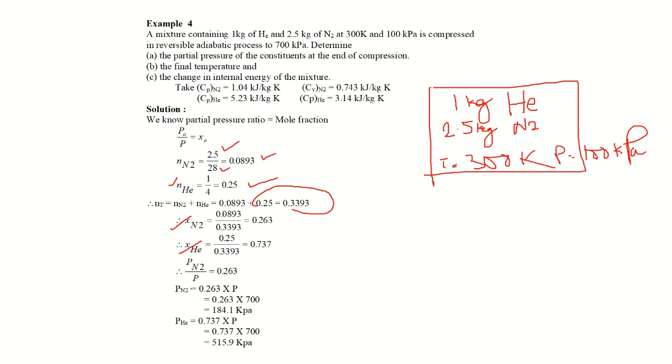You know the total pressure is given as 100 kilopascal. I'll get this partial pressure ratio. From that, I can get the pressure of nitrogen and the pressure of helium. The partial pressure at the end of compression: I got it, because at the end of the compression, the pressure is given as 700 kilopascal. I multiply this and I'll be getting this.